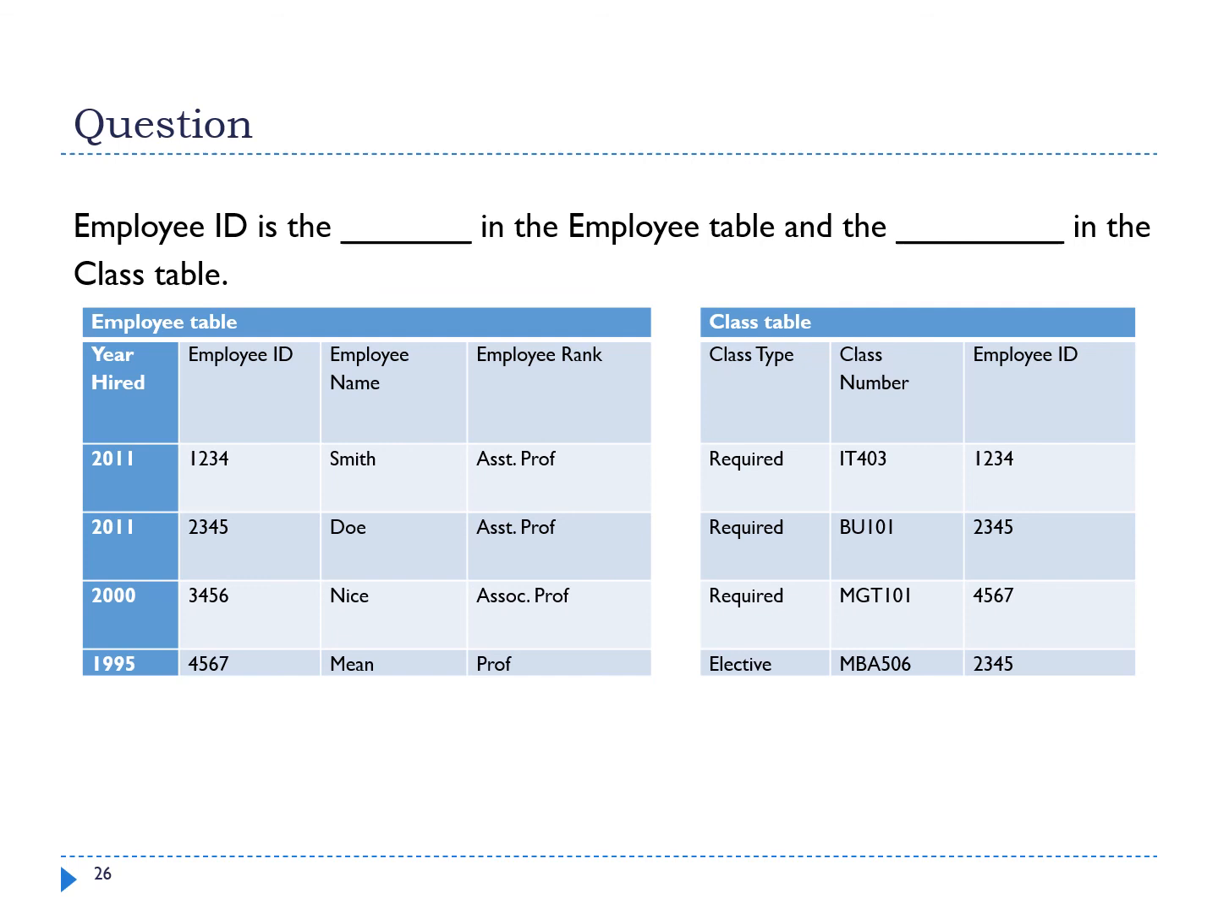Okay, here is a question. Please take a look at the employee table and the class table and fill in the blanks. Here is the answer. Employee ID is the primary key in the employee file because it can uniquely identify each record in this table. Employee ID is the foreign key in the class table because it can uniquely identify a record of the employee table.